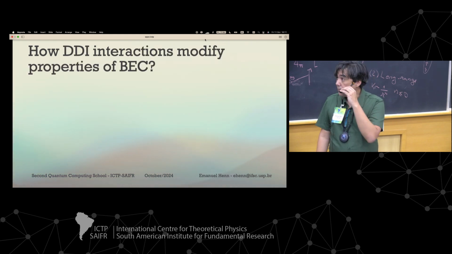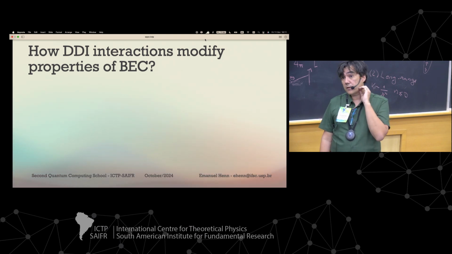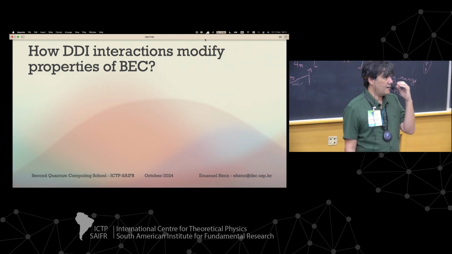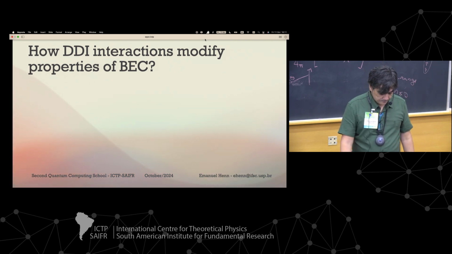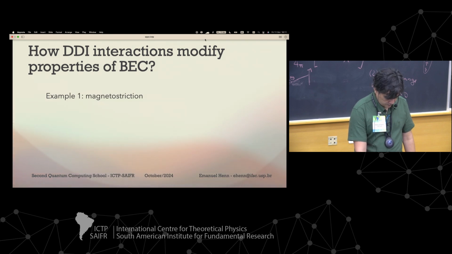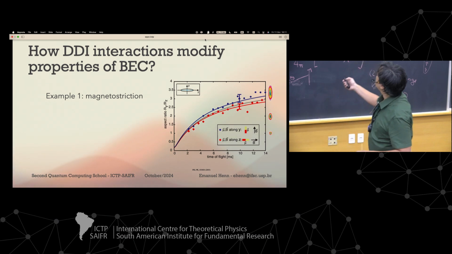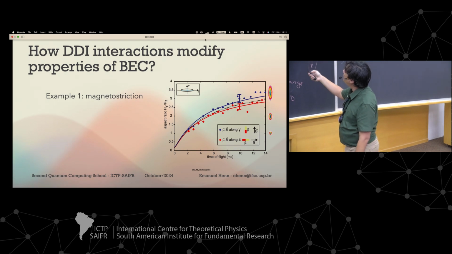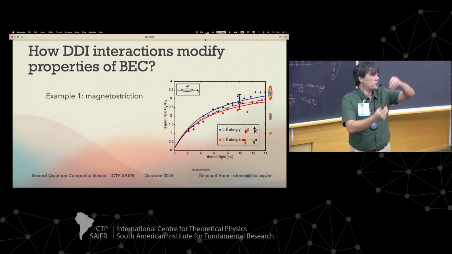Okay, how do dipole-dipole interactions modify the properties of the BEC? I have a few examples here to try to convince you that these really are important modifications of these systems. Let's look at example one, magnetostriction. This is the aspect ratio of an expanding cloud. So this is time, it's expanding, and I'm measuring the ratio between one direction and the other direction. You saw this picture before with me. It changes, no?